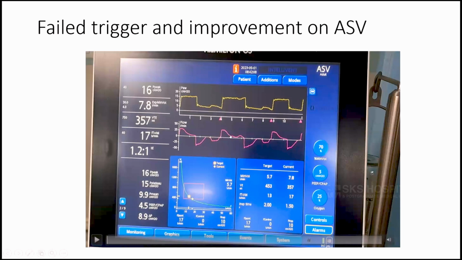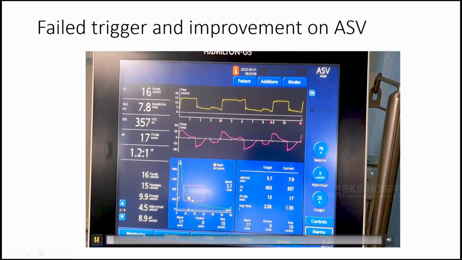He's not able to trigger, and there is some amount of flow starvation. So he's trying to take another breath. This again is a failed trigger. So when we move across this video, we'll see what happens.